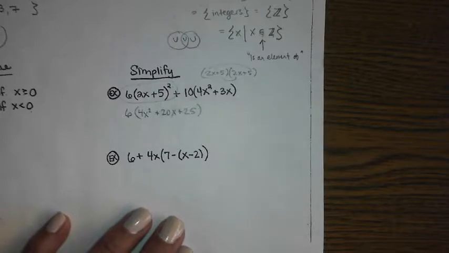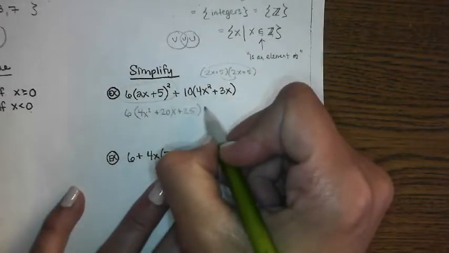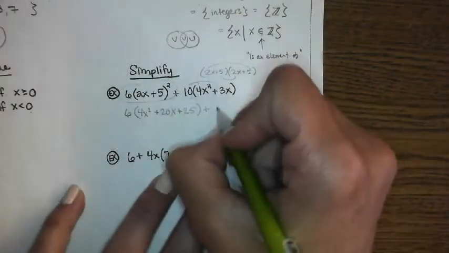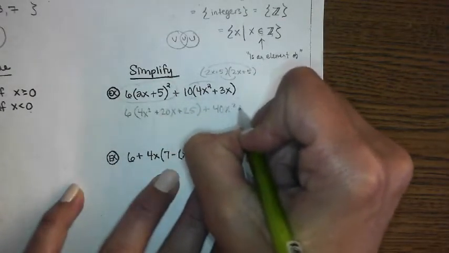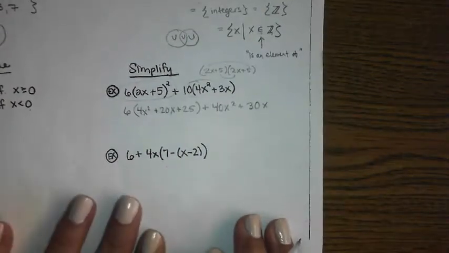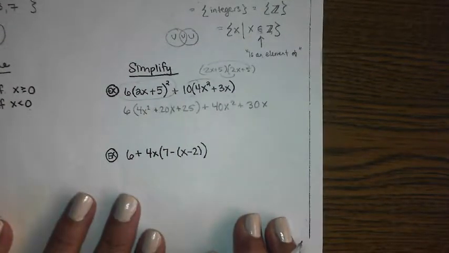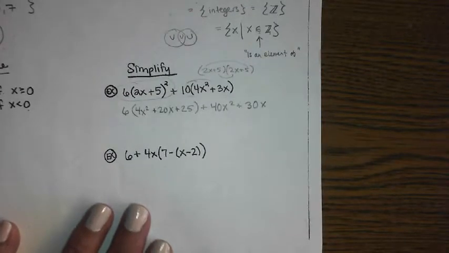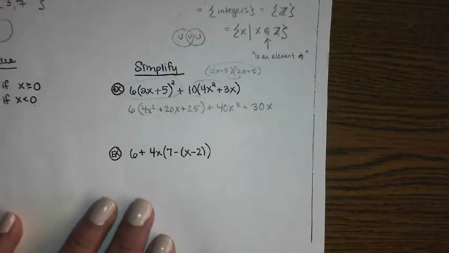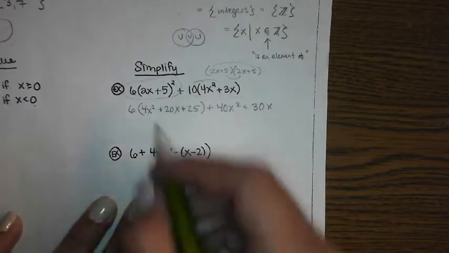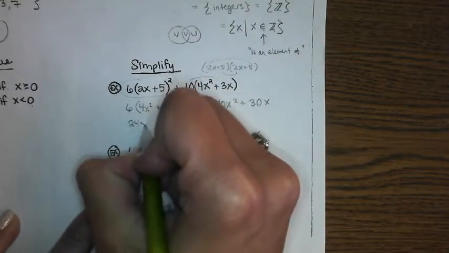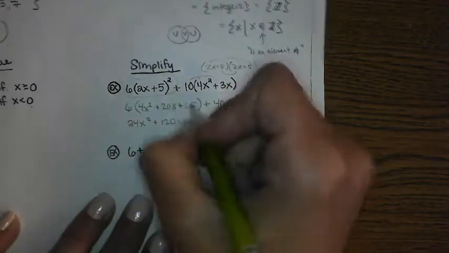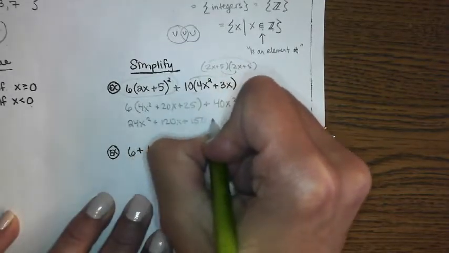Yeah, why write that extra step? So we would distribute our 10. It's a separate term completely, so we can distribute that to get 40x squared plus 30x. Good. So there's our first line of work. Tell me what we would do next, Connor. Then you would distribute the 6 to the 4x squared plus 20x plus 25. Very good. And then you add this, and nothing would happen to the other.